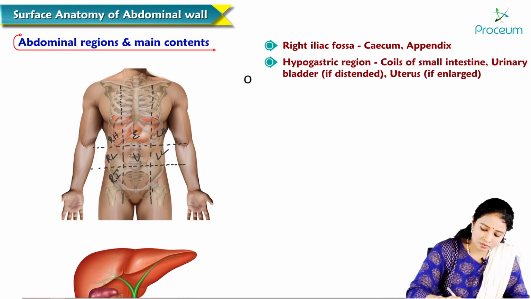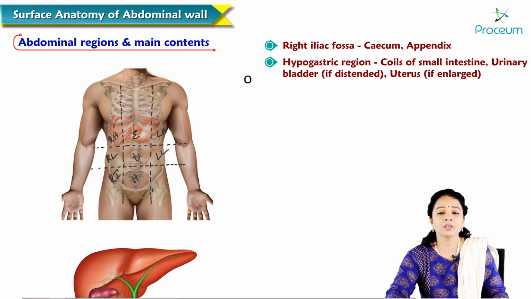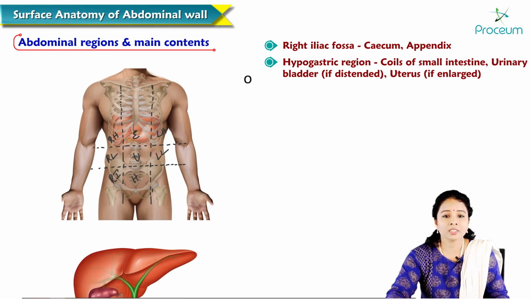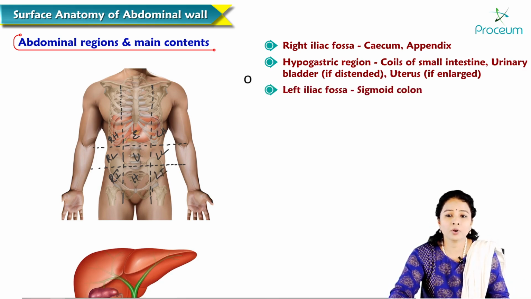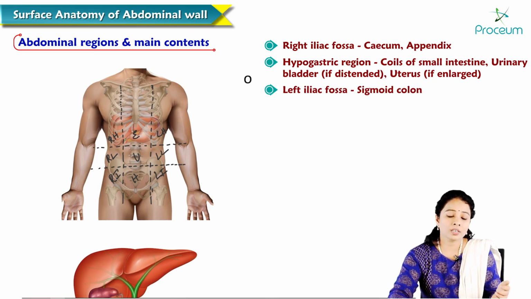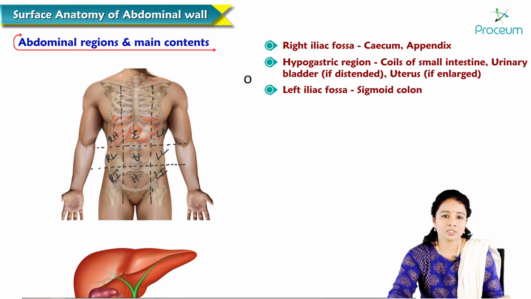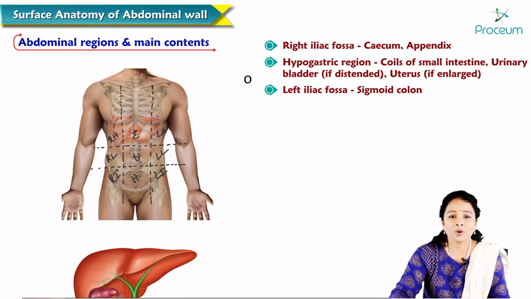Hypogastric region. Below the umbilicus, in the middle, is the hypogastric region. Coils of the small intestine, urinary bladder if distended and uterus if enlarged are related to the hypogastric region. Left iliac fossa is related to the sigmoid colon. So these are the regions and viscera which are related to these regions in surface anatomy. Thank you. This completes the surface anatomy of abdomen.